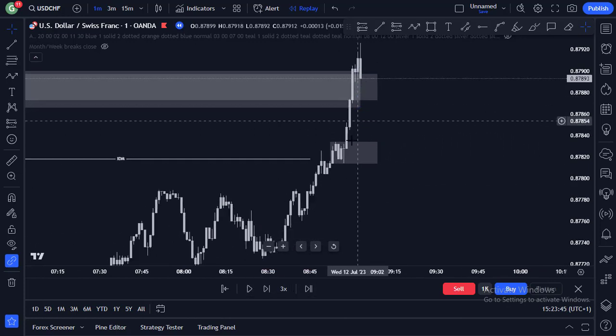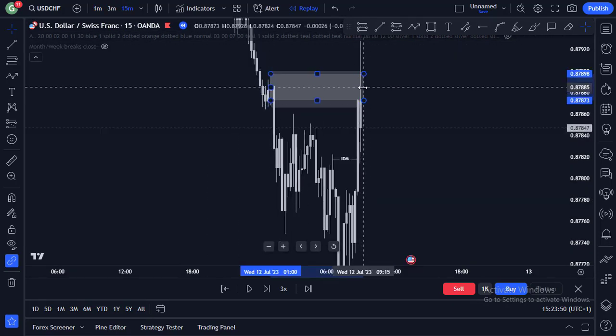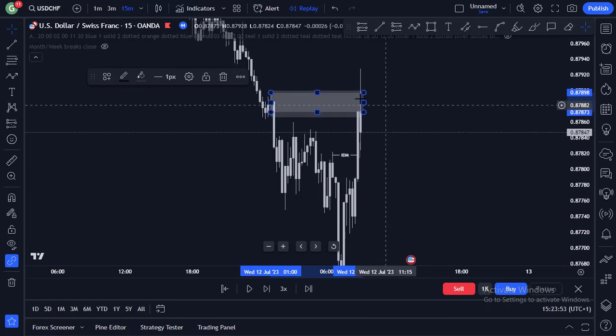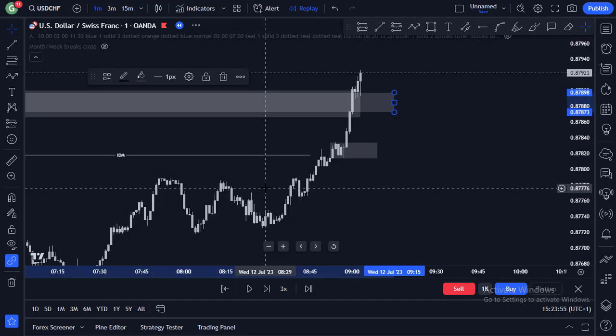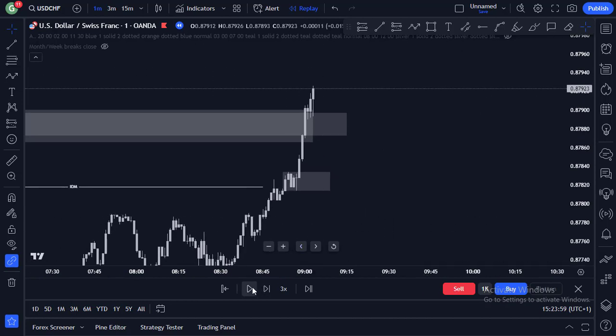So price kept going up. We're going to look at the 15 minutes and see. So this is not a break, this is just a sweep. So this is still a valid sell entry for us if we can get an entry on the 1 minute. All right, that's still very valid. So let's see what price does here if we play this.